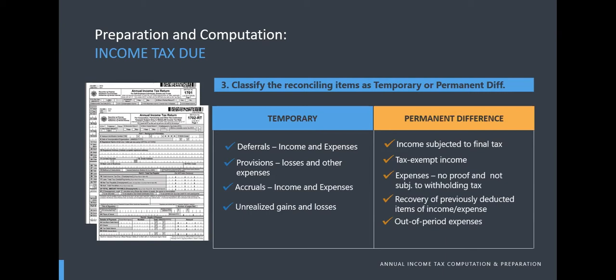Otherwise, if there are out of period expenses that are discovered later on during the audit, they will be disallowed by the BIR. Then it will also be subject to penalties, interest, and surcharge. Okay.